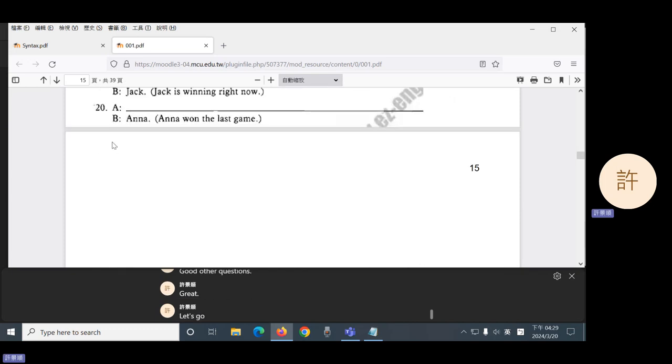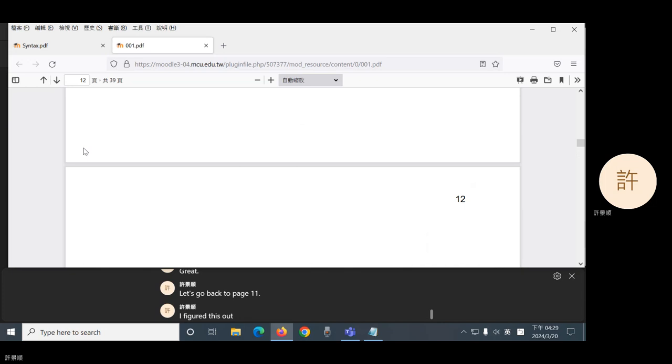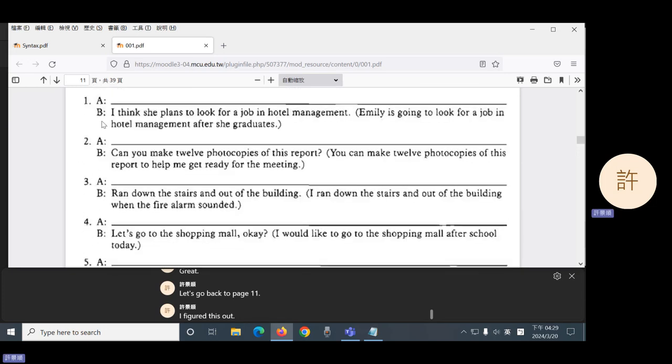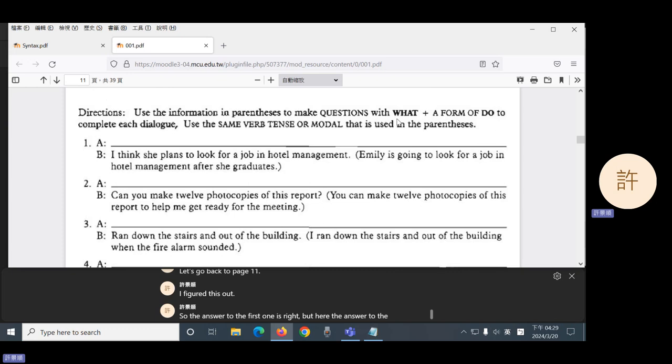Great, let's go back to page 11. I figured this out. So the answer to the first one is right. But here's the answer to the second one, right? It says use what and then replace the verb with do. So this is what can I do, replace this entire part with do to help you get ready for the meeting. And the answer is B is politely asking A, can you do this? So that makes sense.